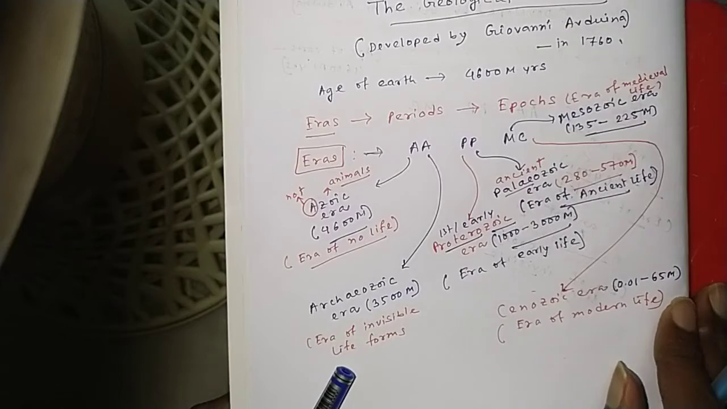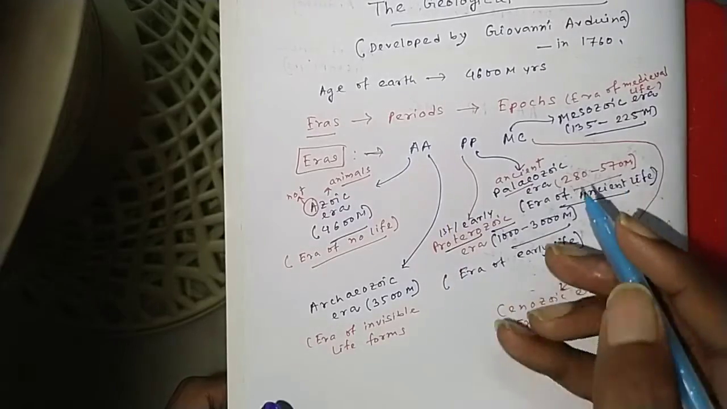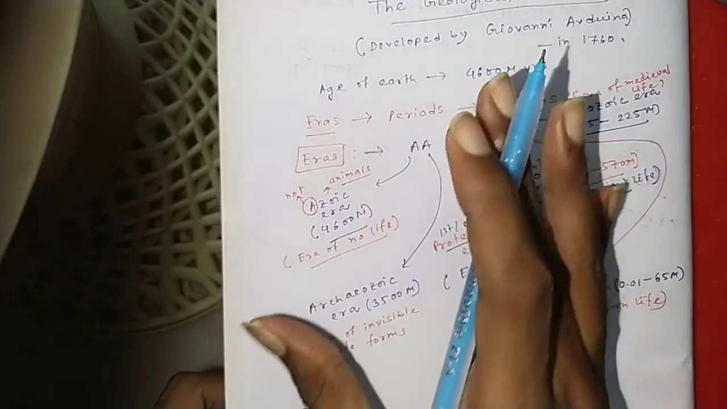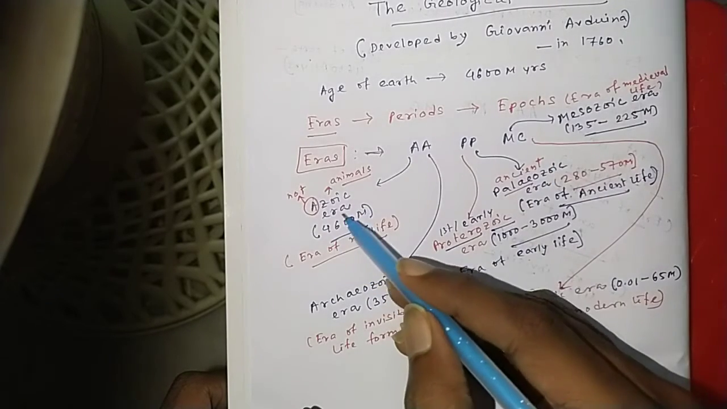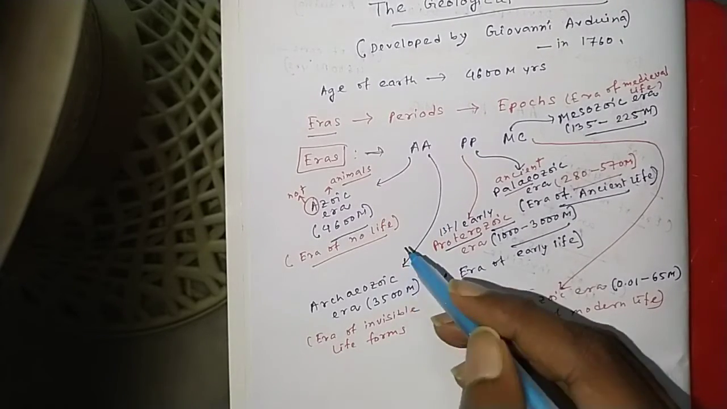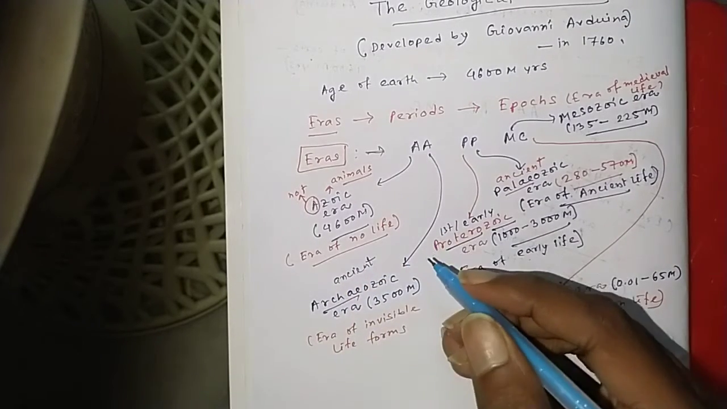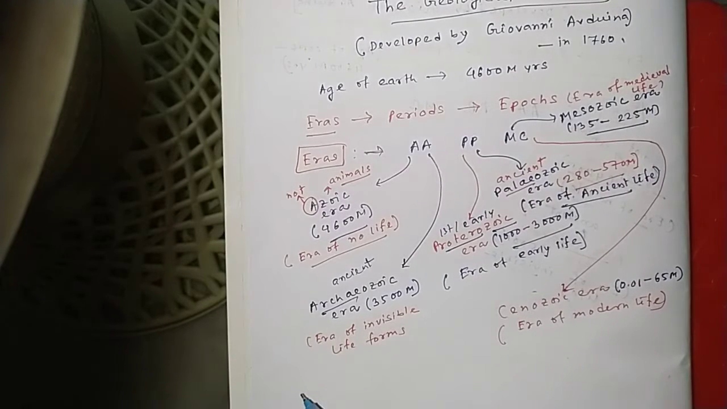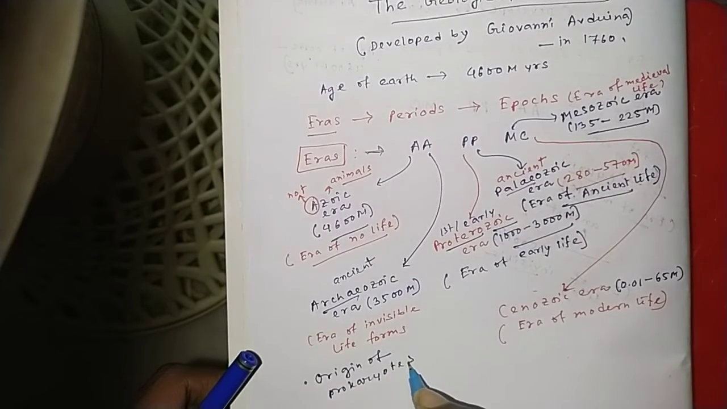Now we'll be talking about the animals or creatures that existed in these eras. In the Azoic era, there is no life form present, as the name suggests. After that, we have the Archeozoic era. Archeo means ancient. In the Archeozoic era, the most important event that took place was the origin of prokaryotes.